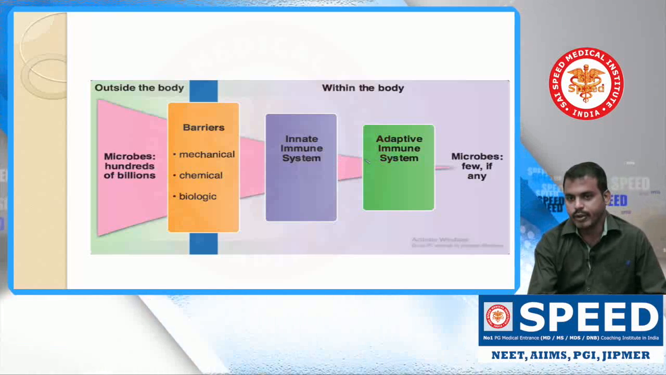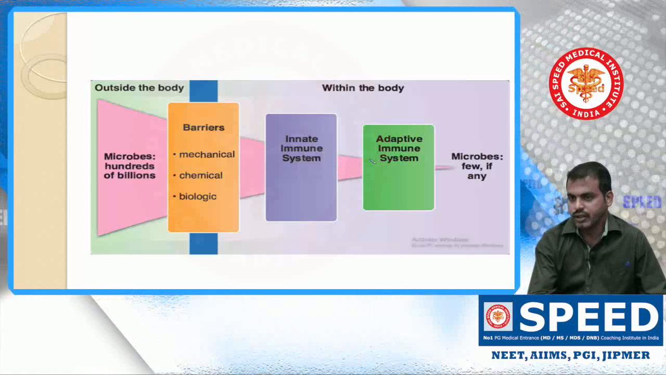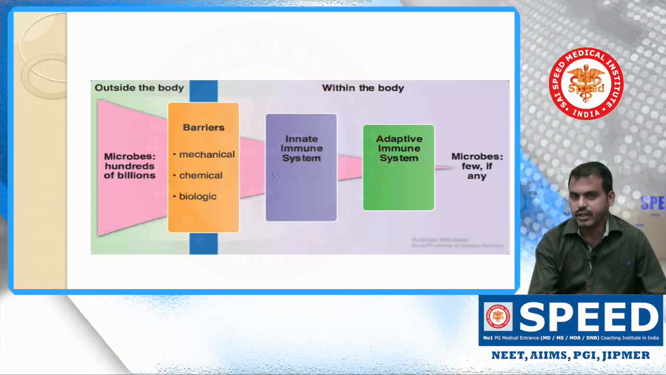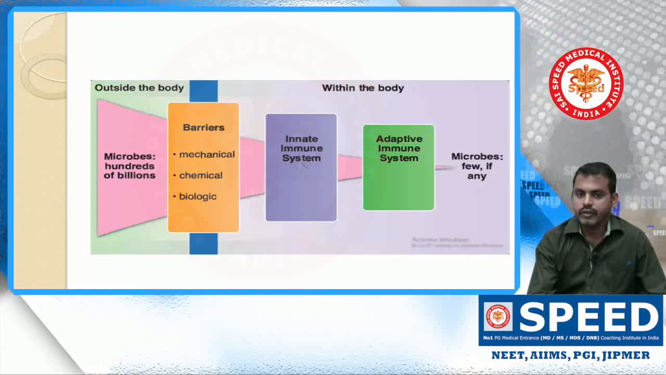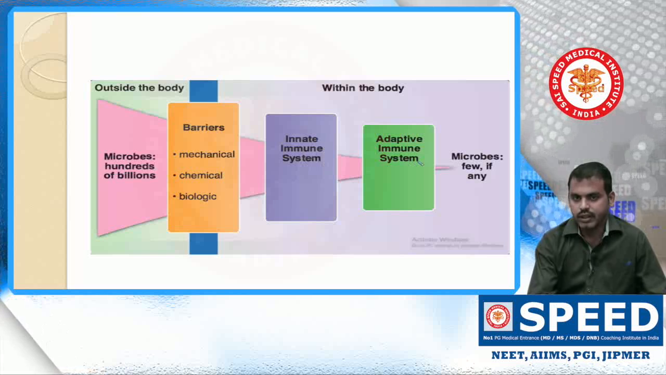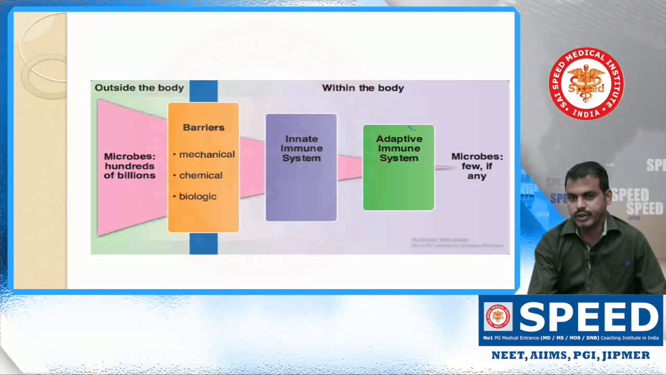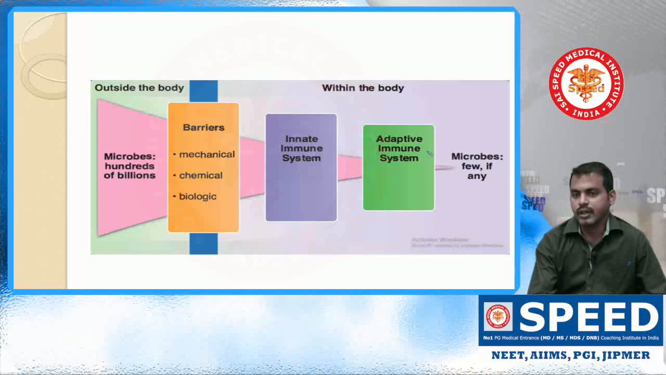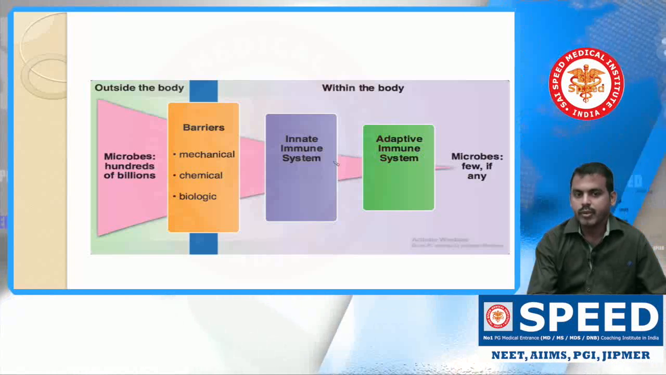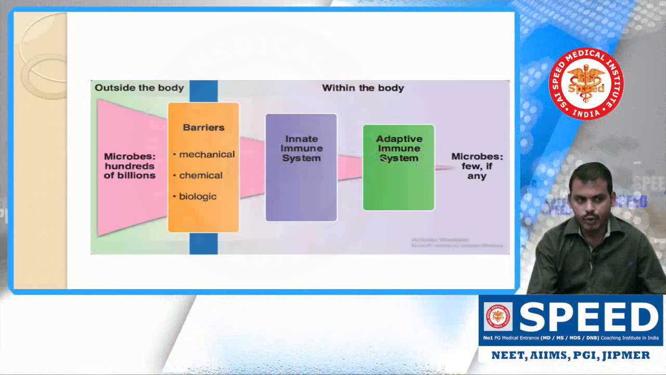Next will be the adaptive immune system. The adaptive immune system takes 3 to 5 days to come into action, so till then the innate immune system takes over the function. If the innate immune system cannot handle the foreign microbes, then it goes to the adaptive immune system. The adaptive immune system is the master immune mechanism by which microbes, foreign antigens or self antigens will be removed from the body.